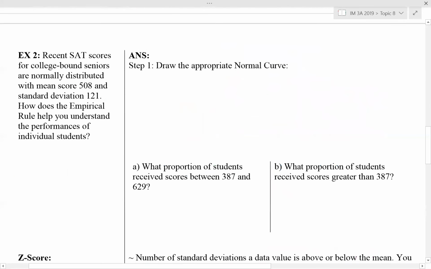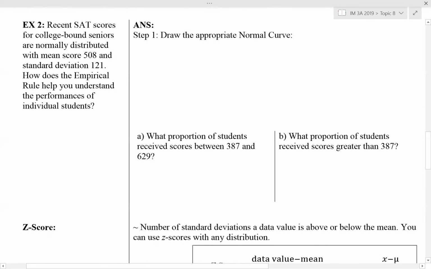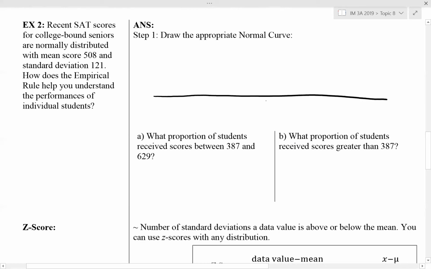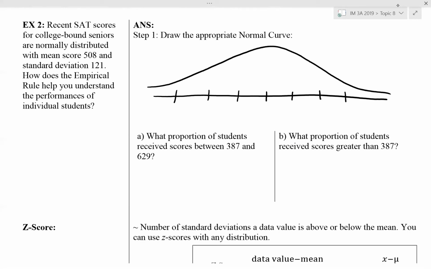Recent SAT scores for college-bound seniors are normally distributed with a mean score of 508 and a standard deviation of 121. How does the empirical rule help you understand the performances of individual students? We always want to start with drawing a normal curve. So we're going to do the mean and then 1, 2, 3 standard deviations on both sides. Again, the shape of the curve isn't what matters, it's really just what the number line looks like. The mean goes in the middle, so our mean score is 508.